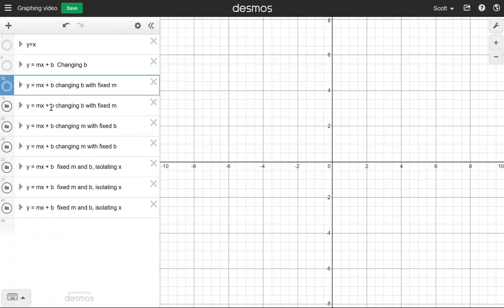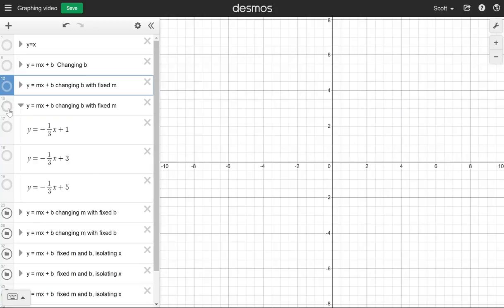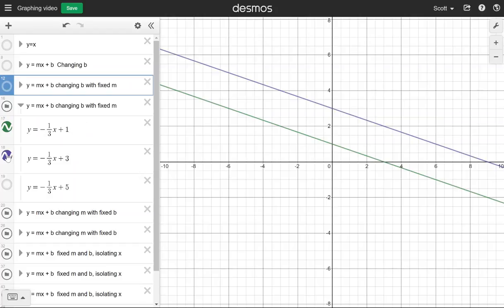This next one, we are changing the value of b again with a fixed value of slope, but in this case it's a negative 1/3. So here we're adding 1. Here we're adding 3. And here we are adding 5. So this is plus 1, plus 3, and plus 5. You might want to take a look at these two folders together and think about how things are changing.